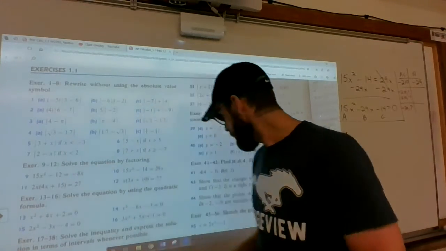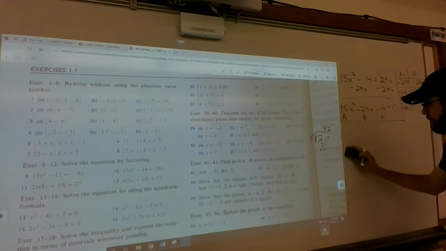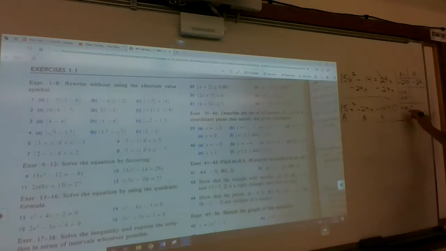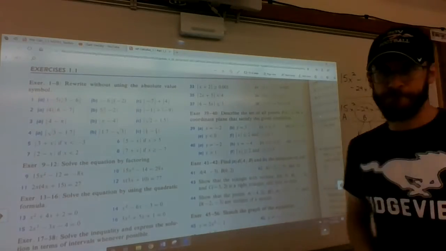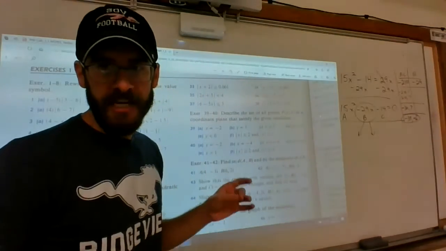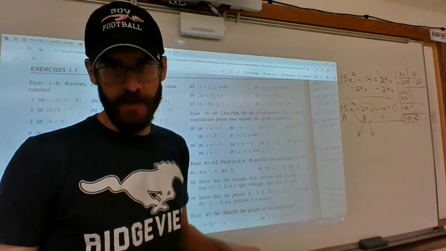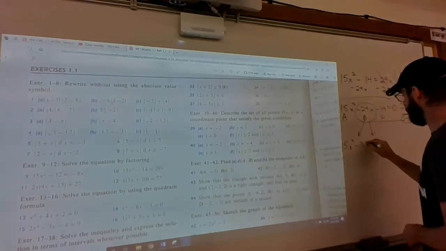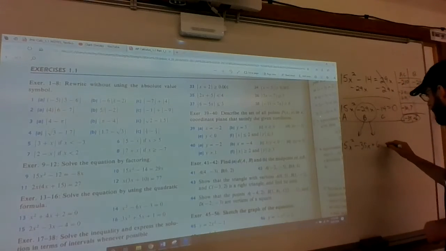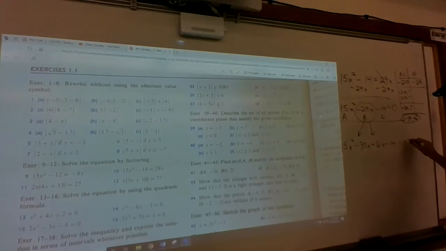So what that means is negative 35 times positive 6 is the split up of the middle. The middle needs to be split up into negative 35x plus 6x. Negative 35x plus 6x minus 14 equals 0.